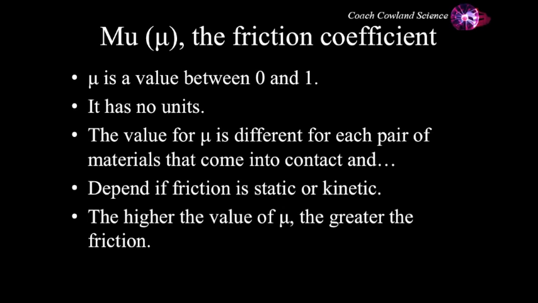Mu is the coefficient of friction. It is a value between 0 and 1 that is used to calculate friction. Mu has no units, and the higher the value, the higher the force of friction. Mu is different for each pair of interacting surfaces and also gives different values for kinetic and static friction between the same objects. In almost every example, mu is greater for static friction than for kinetic friction.